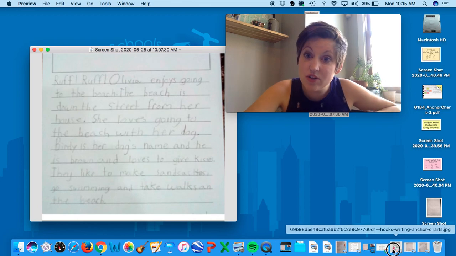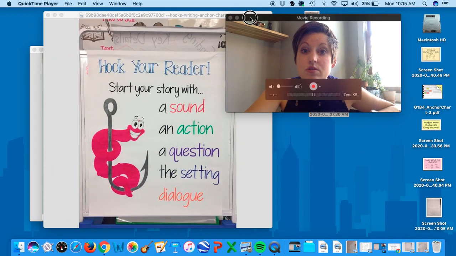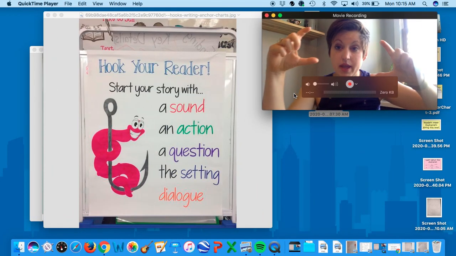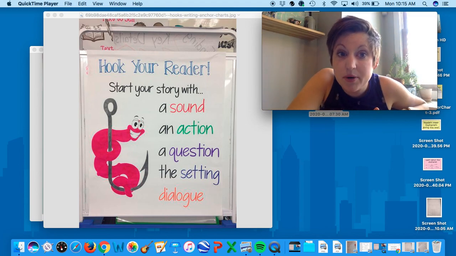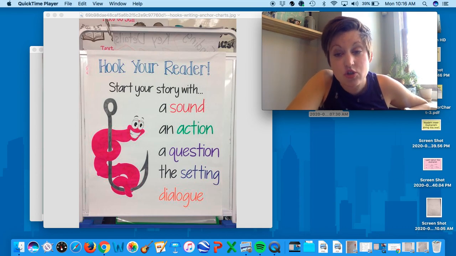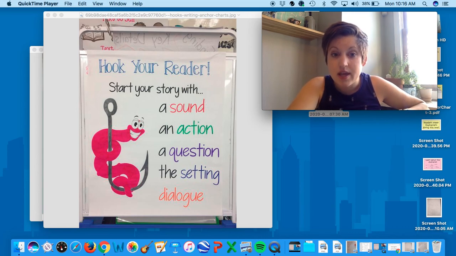My challenge to you today is to take a look at your first page of your pre-write, and then you are going to transfer it onto lined paper, hooking the reader into your book either by using sounds, actions, asking a question, describing the setting, or using dialogue. I want you to work really hard on this and try to be as creative as possible in hooking the reader into your book.